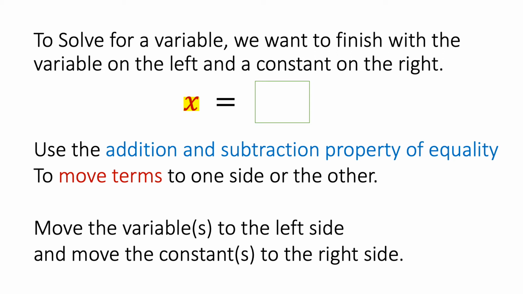We'll use the addition and subtraction property of equality to move terms from one side to the other so that we can combine terms with the same variable and combine constants. We move the variables to the left side and we move the constants to the right side.